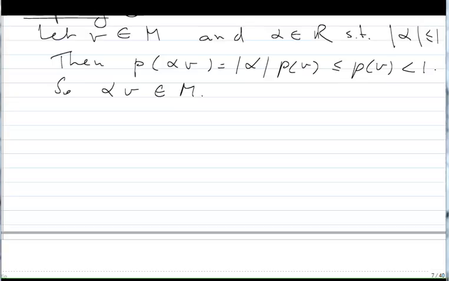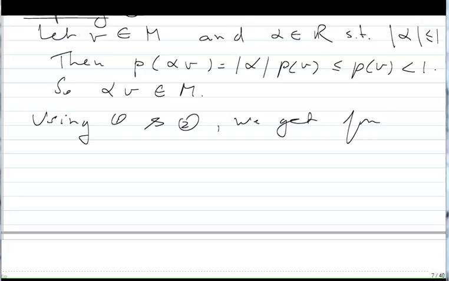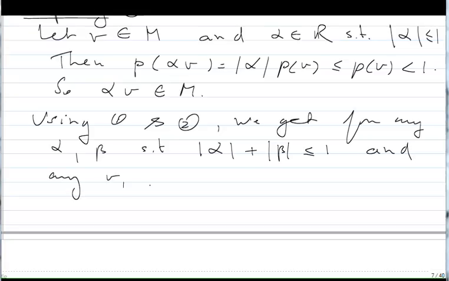Using the two properties together, using property 1 and 2, using convexity and balancedness, we get for any alpha, beta such that the absolute value of alpha plus the absolute value of beta is less or equal than 1, and any v1, v2 in M, then alpha v1 plus beta v2 belongs to M.